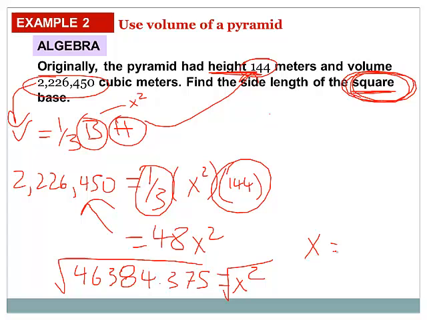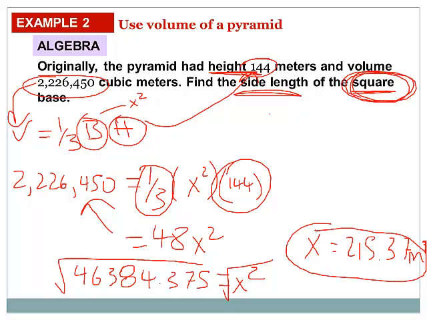You do the square root of 46384.375. That gives you 215.37, and it's meters squared. Or I'm sorry, find the side length, so it's actually only just meters. Okay? So 215.37 meters is the length.